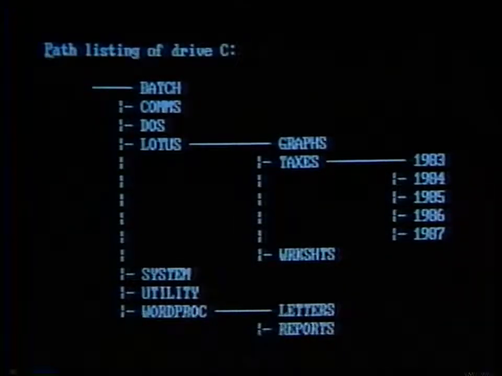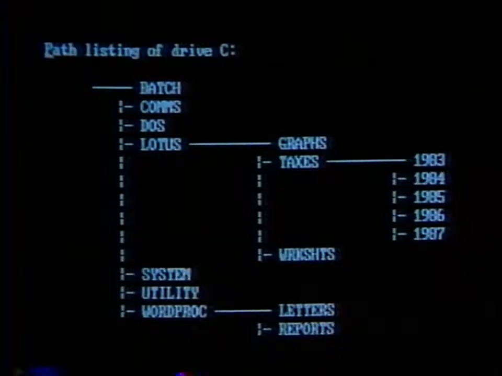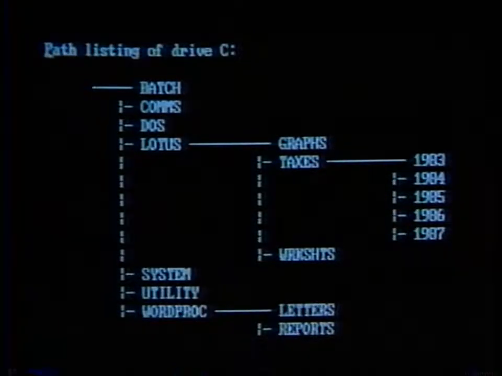The upper left-hand side is the root of the tree. The right-hand side is the branches. All the names you see are subdirectories except for one. Batch is a subdirectory, Graphs is a subdirectory of the subdirectory Lotus, and 1987 is a subdirectory of Taxes, which is another subdirectory of Lotus.